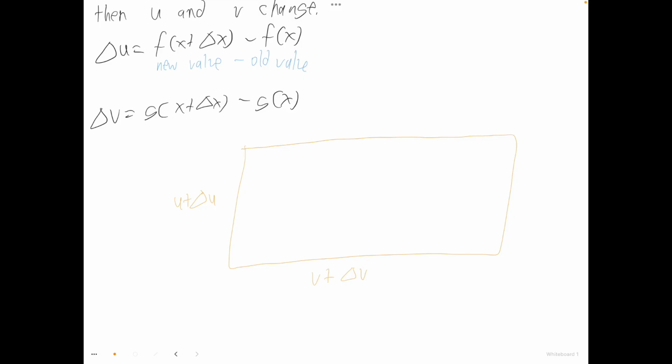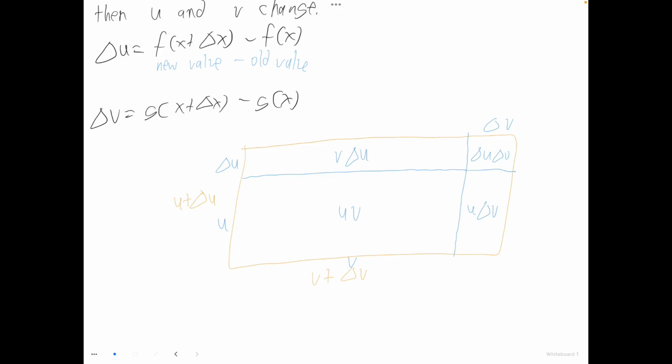This is our new rectangle, but we can break it up into pieces based on what we had before. If this was our original value u and this was our original value v, then this big area was u times v, what we had before. This is delta u, delta v. So now we have this rectangle u times v, but let's label the other pieces as well. We're going to have v times delta u up here, delta u delta v here, and u delta v in this piece.